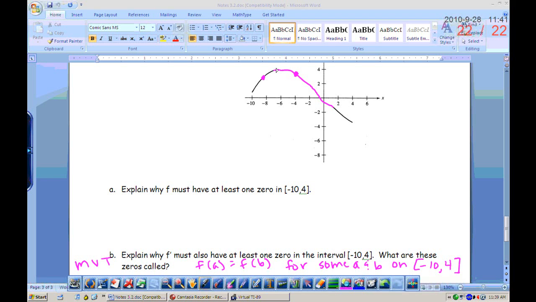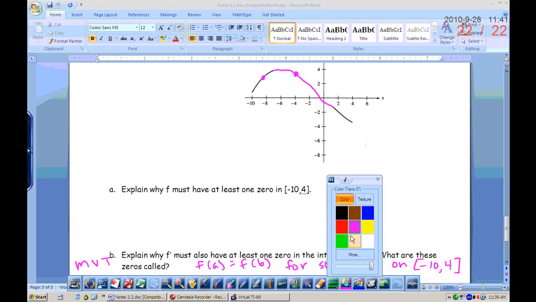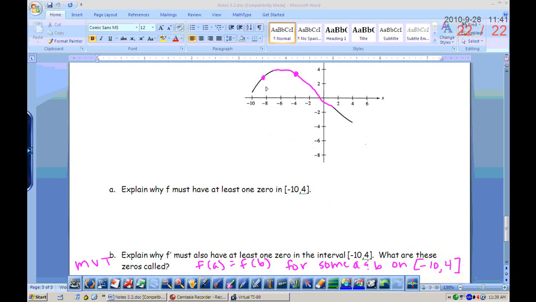All right, C, we just did that, make a possible sketch with one 0. D, make a possible sketch with at least two zeros. Can I do two zeros? Can I do exactly two zeros? No, because if I come down and then back up, I'm going to have to go back down like that. So I could never have exactly two zeros, but I could have 3.